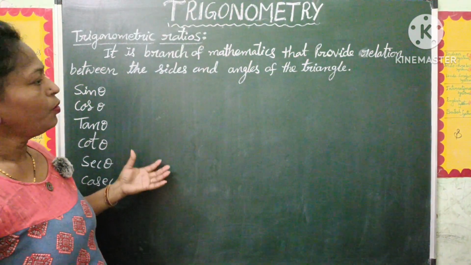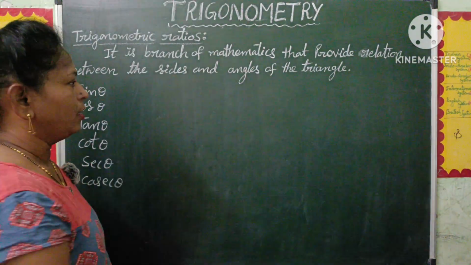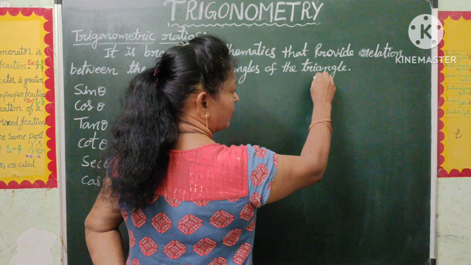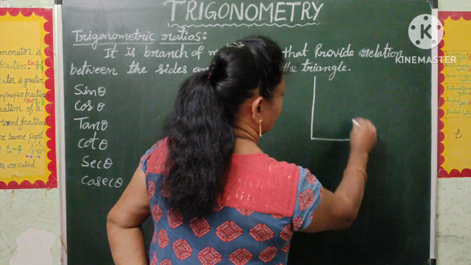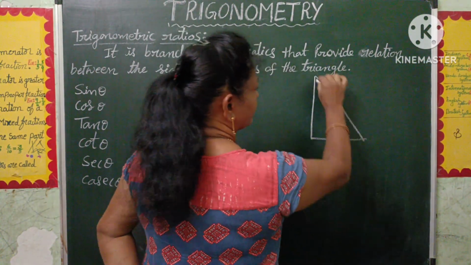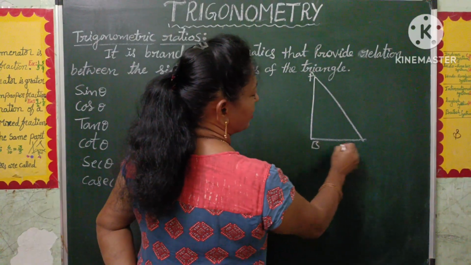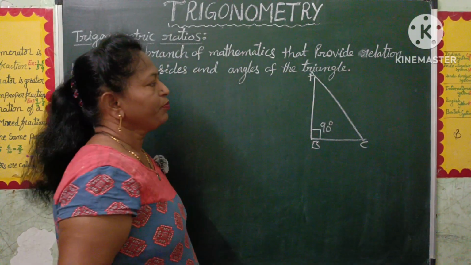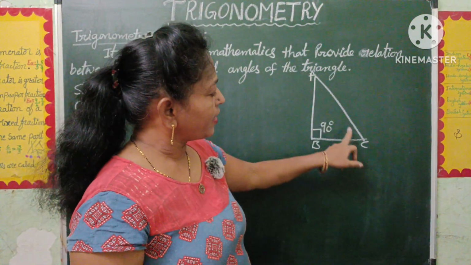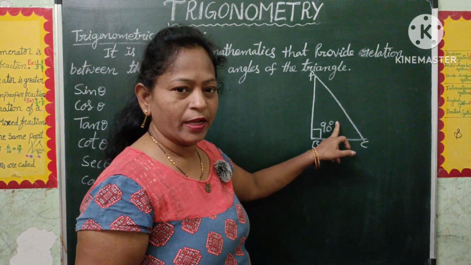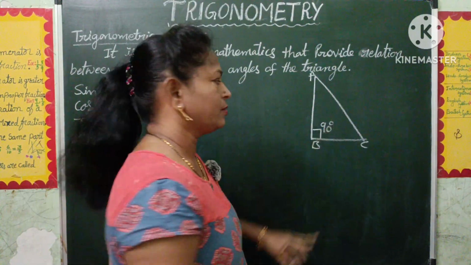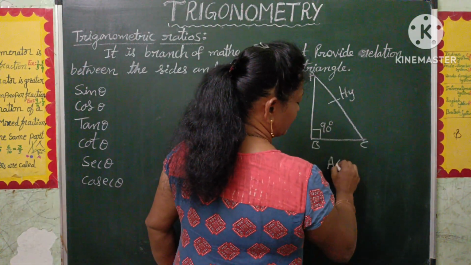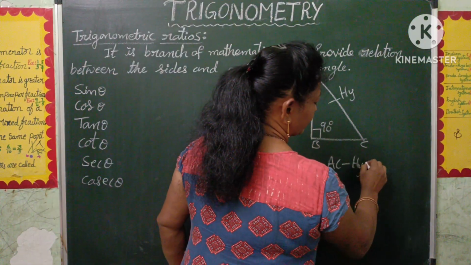Now, we have to draw a right angle triangle. Triangle ABC, with angle B at a right angle. Here side AC is opposite to the right angle. It is called the hypotenuse. That means AC is the hypotenuse.